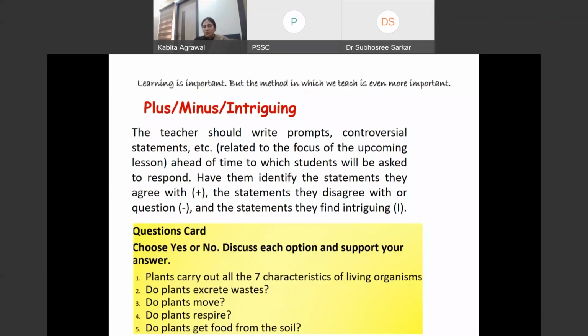Do plants move? Again, plant movement, plant respiration, plants get food from the soil? Yes, no. So yes would be with plus, no would be with disagreement. And if they find something beyond it, they can always write in the interesting column what they find. Maybe till date they thought that yes, it's from the soil, but now they feel no, it's not from the soil, or something else.